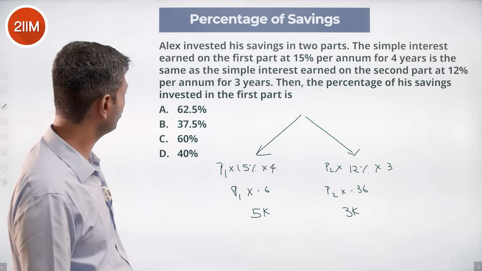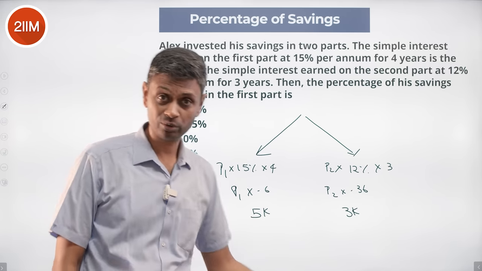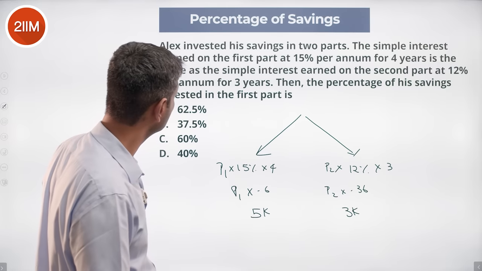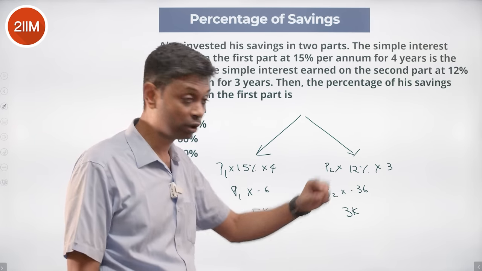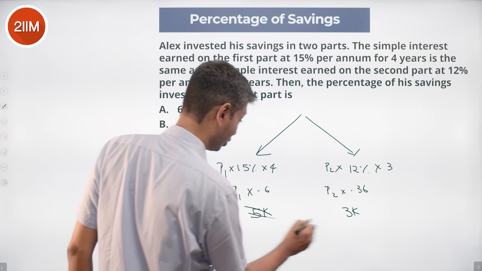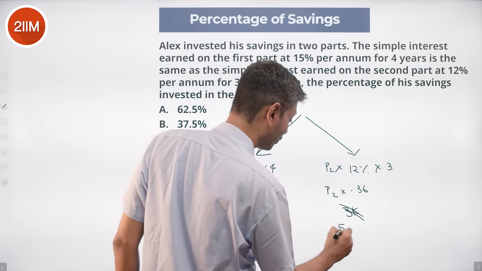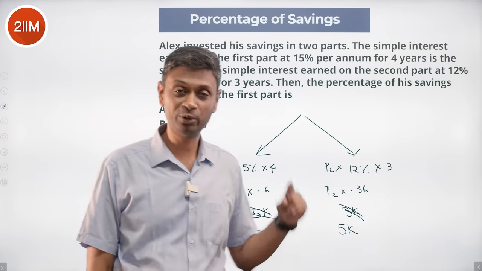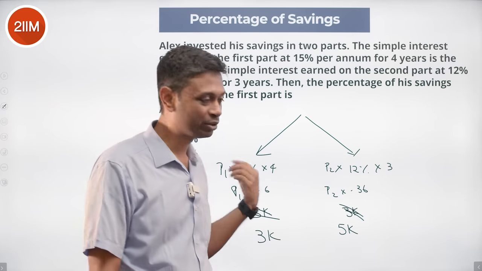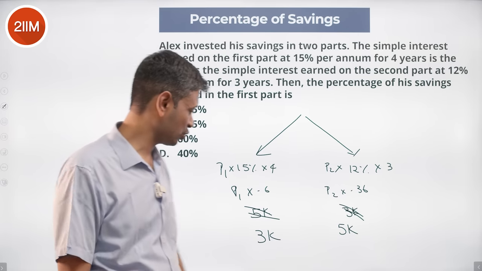Then the percentage of his savings invested in the first part. So the ratio is 5 is to 3. Sorry, P1 into 0.6 is P2 into 0.36. So sorry, it's not 5 is to 3. P1 by P2 is 3 is to 5. 3K is to 5K. P1 into 5 is P2 into 3. Or P1 is to P2 is 3 is to 5. P1 is to P2 is 3 is to 5.